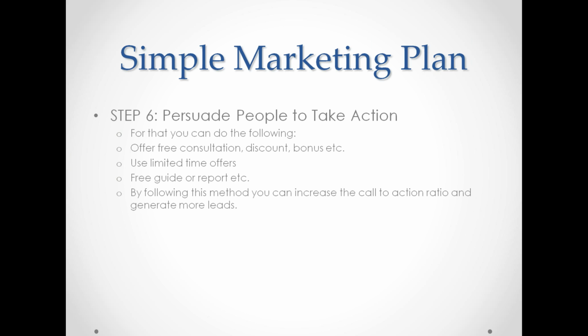And step 6 in our simple marketing plan is persuade people to take action. For that, you can offer free consultations, discounts, bonuses, use limited time offers, give them a free guide or a free report like we do here at QCamp with our free usability report on your website. So we grade your website for free, and it usually turns into a project or, if not, a referral. And by following this method, you can increase the call to action ratio and generate more leads.